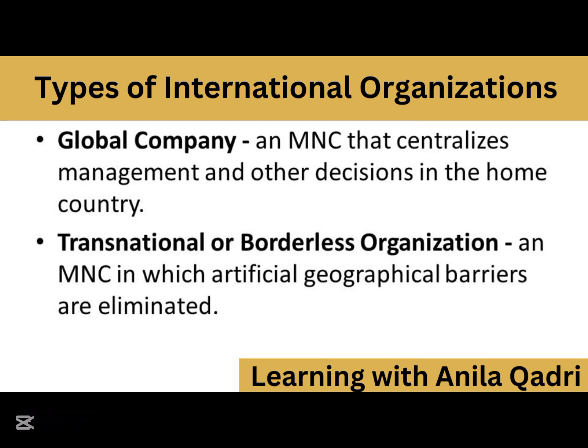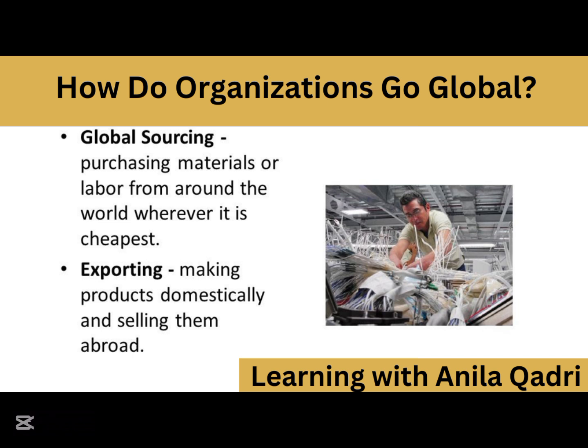Types of international organizations. Global company, an MNC that centralizes management and other decisions in the home country. Transnational or borderless organization, an MNC in which artificial geographical barriers are eliminated. How do organizations go global? Global sourcing, purchasing materials or labor from around the world wherever it is cheapest.